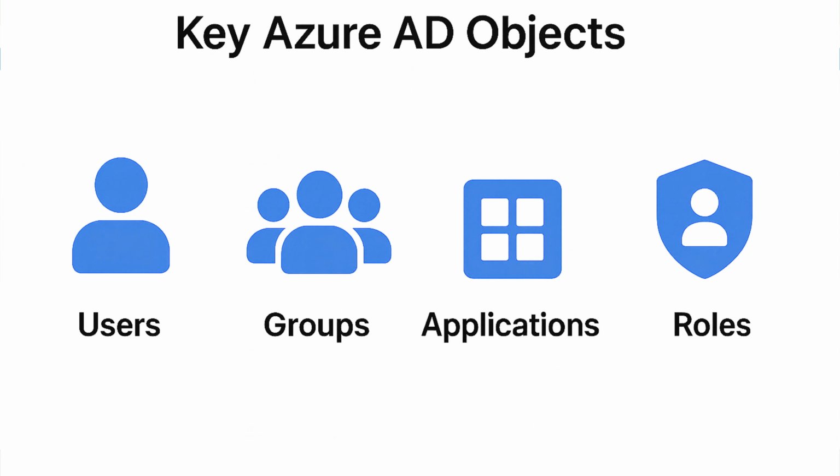Azure AD has a few important objects. First, users. These are people who sign in. Second, groups. These are collections of users used to manage permissions easily. Third, applications, app registration. Apps that want to use Azure login need an identity here. Fourth, managed identities, automatic identity for Azure services without any password. Fifth, roles, administrative permissions like global admin, user admin, etc. In simple words, users and groups represent people and app registration represents applications that need identity.